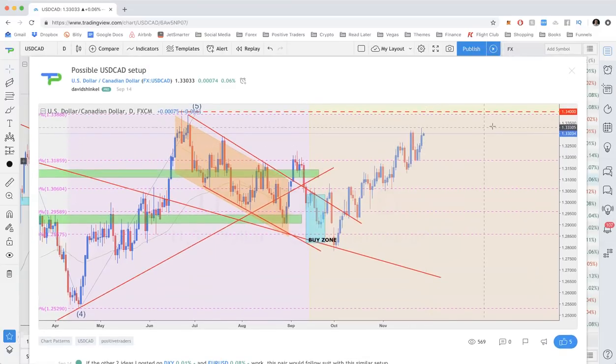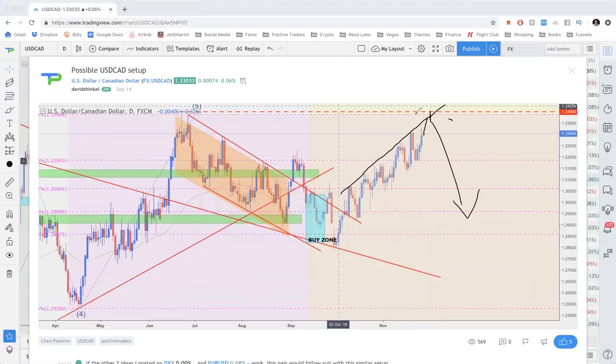That's what we were looking for. That was the setup. So it still is very possible that USD CAD goes up to 134, which, even if we draw a trend line, would kind of make sense for price to go up here, maybe the next day spike up, hit 134, and then just drop like a rock.